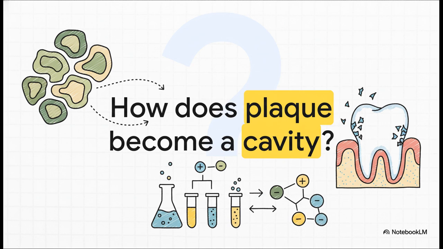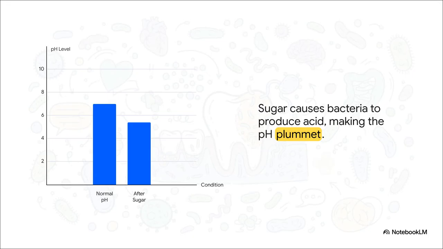Okay, so we've got this bacterial city sitting on our teeth. But how does a structure like that actually drill a hole in our enamel? How does plaque become a cavity? The answer is all about chemistry. Let's look at this chart here.